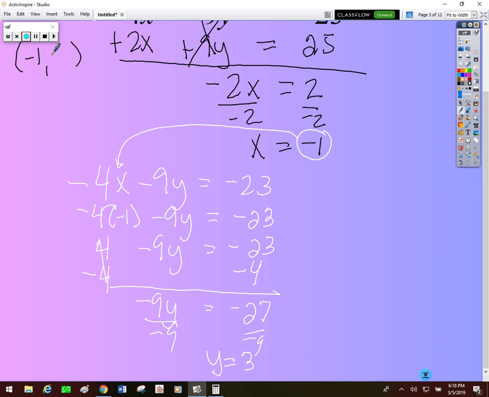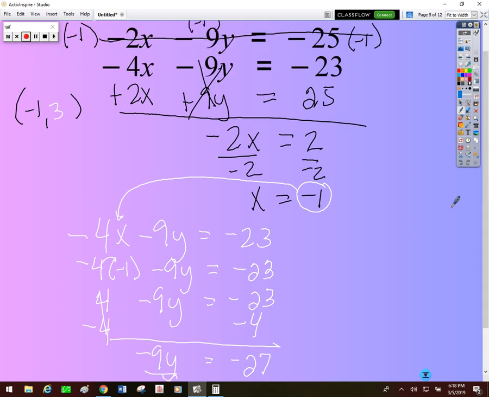So my solution is negative 1, positive 3. x is negative 1, y is 3. Okay, so just go back and check it, make sure it plugs in, and it does. I've checked these already, and they do work. All right, let's go to the next one.